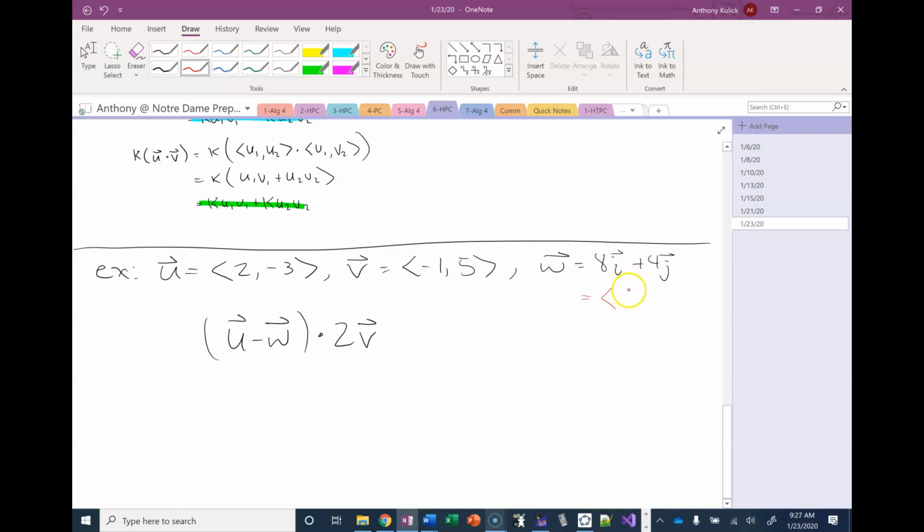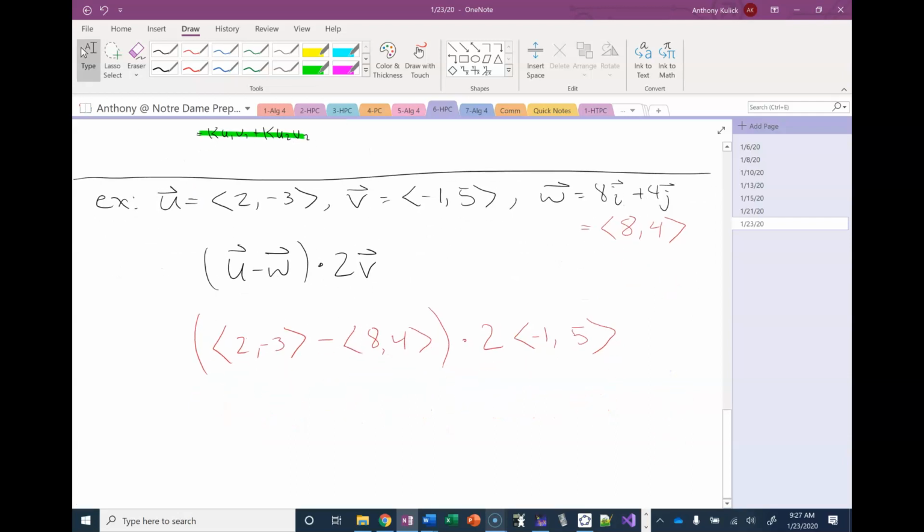Okay, it's really easy. It's 8, 4. All right. So I would begin by, stop talking, please, replacing the vectors with their component forms. Everybody okay there?